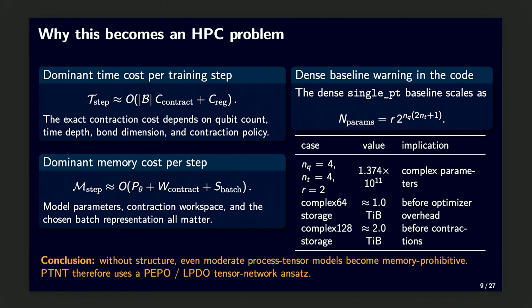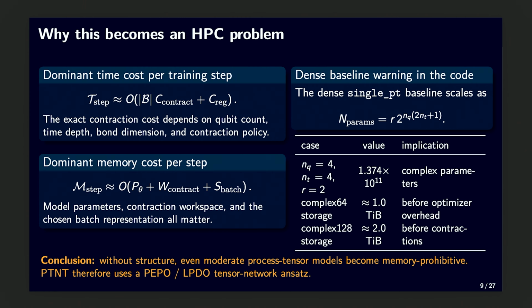You might think that we have AI, so why do we need HPC? But because all of you are experts, you definitely know why we need HPC for this problem. The dominant time cost and the dominant memory cost are really related to the system size. In this case, the system size is related to the number of qubits and the number of time steps. When I started working with this, it was really funny for me because I was thinking 4 qubits and 4 time steps is a small system.